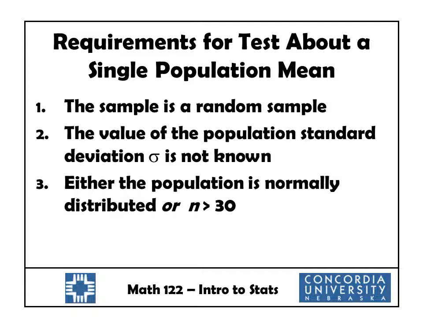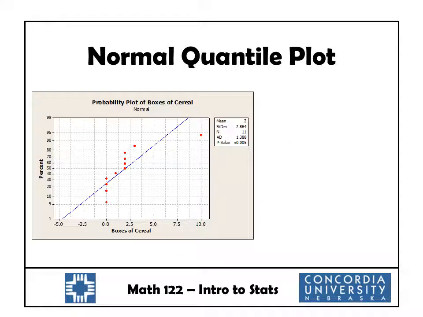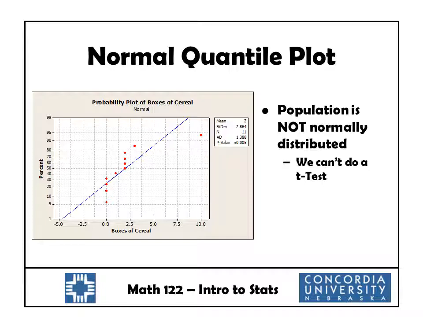To determine if the population is normally distributed, let's look at a normal quantile plot of that data. And remember, a quantile plot is a way of assessing normality, or determining if our population is normally distributed. If those dots lie close to a straight line, then the population is normally distributed. If they do not lie close to a straight line, then the population is not normally distributed. Well, notice that those dots don't lie anywhere close to that straight line, so our population is not normally distributed. That means that third requirement is not met, so we cannot do a t-test to obtain valid results.